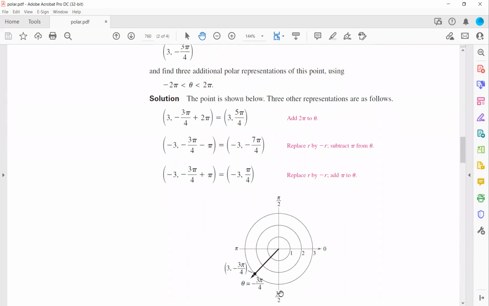These are all representing the exact same point in the polar world. There is no difference between (3, 5π/4), (-3, -7π/4), and (-3, π/4). They are all representing the exact same value.